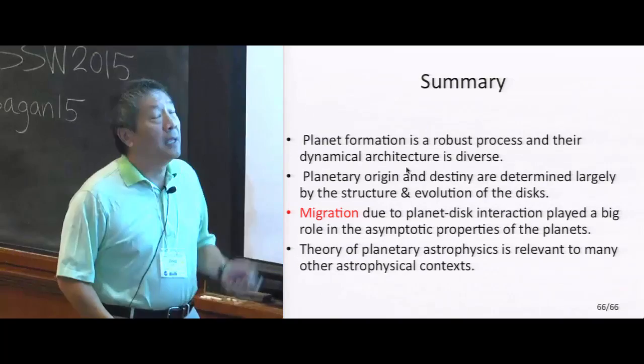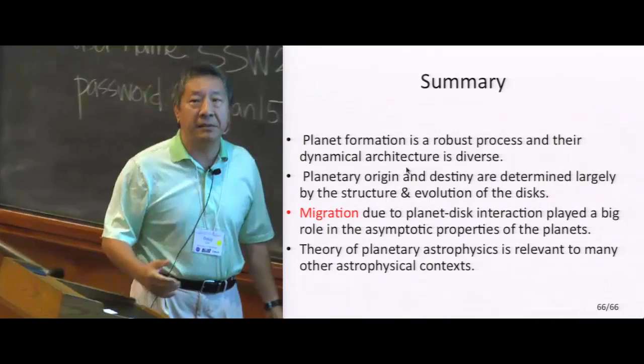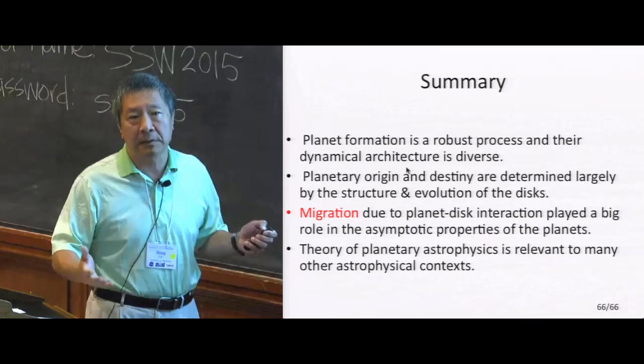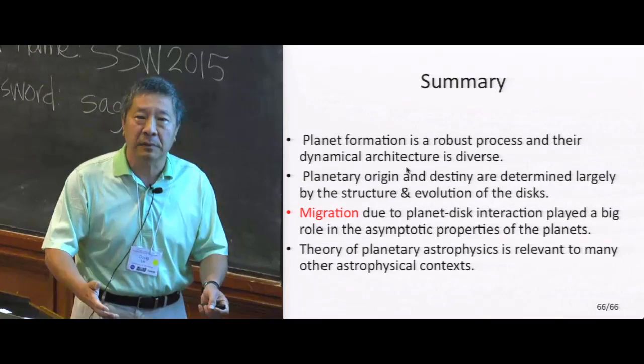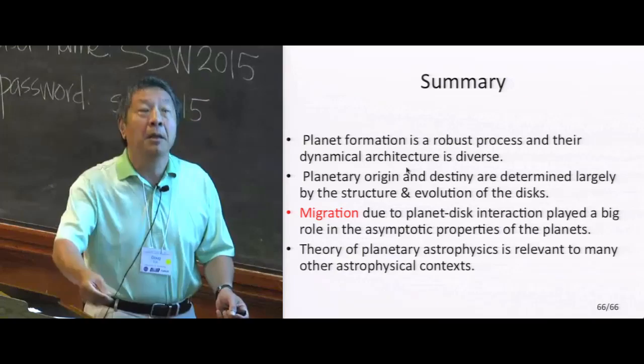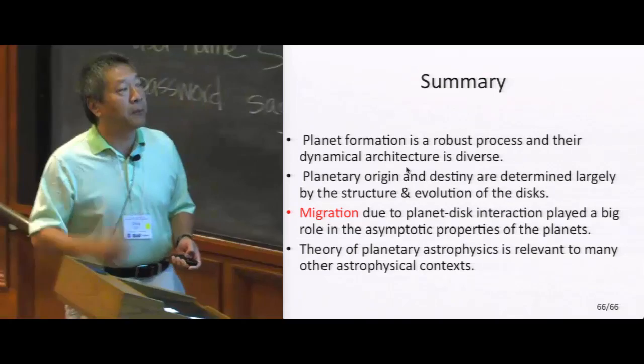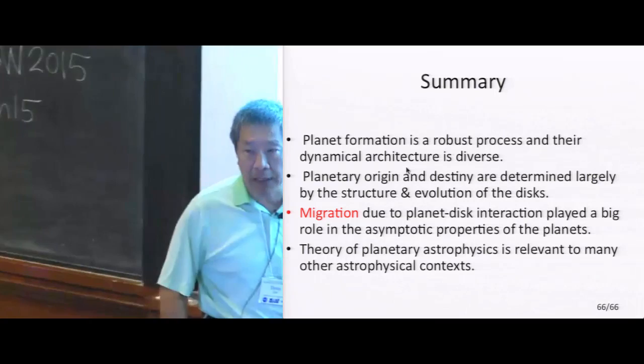And the major paradigm shift from what I started with, the minimum mass nebula model, is that migration is the most important key element in determining the ultimate fate, the mass distribution, the period distribution, the diversity of planetary systems. So if there are three things you can take home from this talk, they are migration, migration, and migration. And the theory of planetary system astrophysics is relevant to many astrophysical contexts. Thank you.